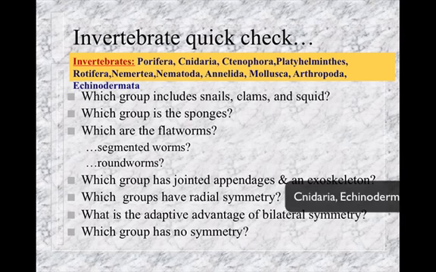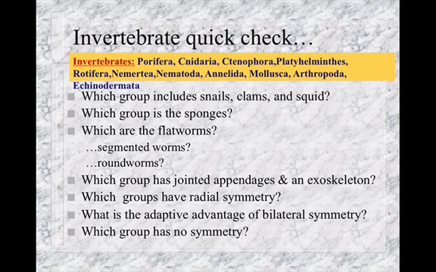Which group has radial symmetry? That would be 2 groups. Which 2 groups have radial symmetry, I should say. That would be your cnidaria and your echinoderms. What is the adaptive advantage of bilateral symmetry? It allows for cephalization. And which group has no symmetry? That would be your porifera.